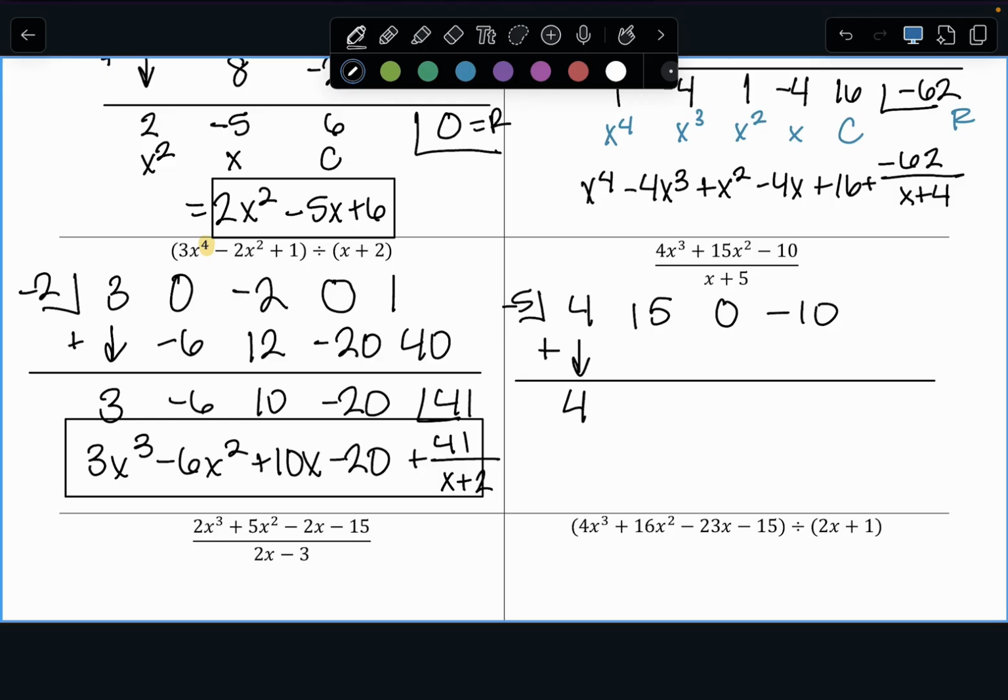We drag it down. We multiply. We get negative 20. We add. We get negative 5. Multiply again. Negative times a negative is a positive 25. We add. We get 25. We multiply. We get negative 125. And then again, a negative plus another negative gets us more negative at negative 135.